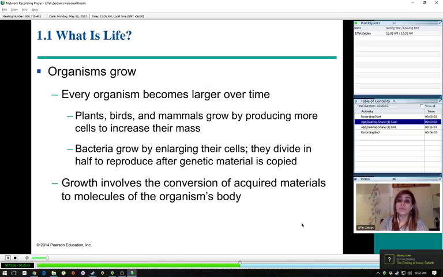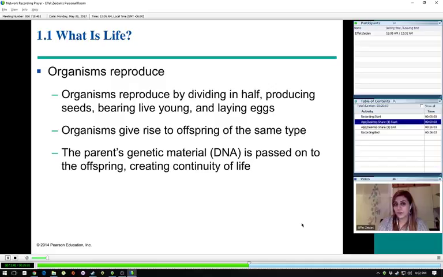They divide in half to reproduce after the genetic material has been copied. And so bacteria do grow by enlarging their cells. For us, we produce more cells in order to increase our mass. And for that growth process to happen, of course, we need to eat properly and acquire energy. These are key ingredients for the growth process because without these acquired materials, the growth will not occur, as these acquired materials have to be converted to energy that would allow the growth process to occur.